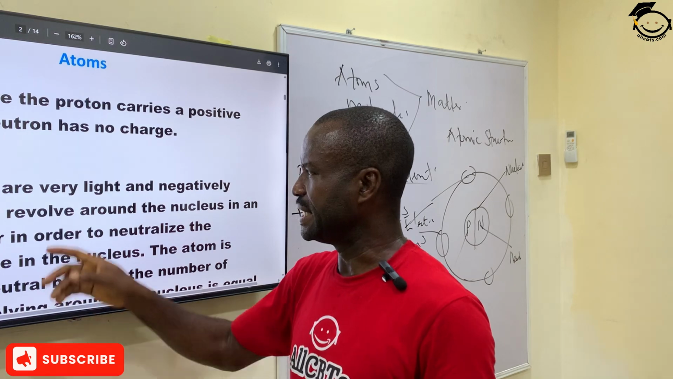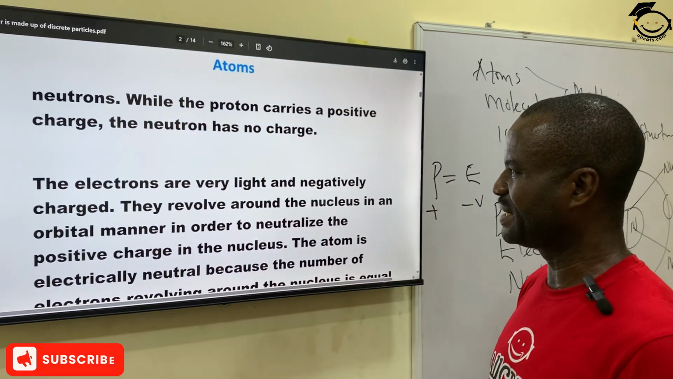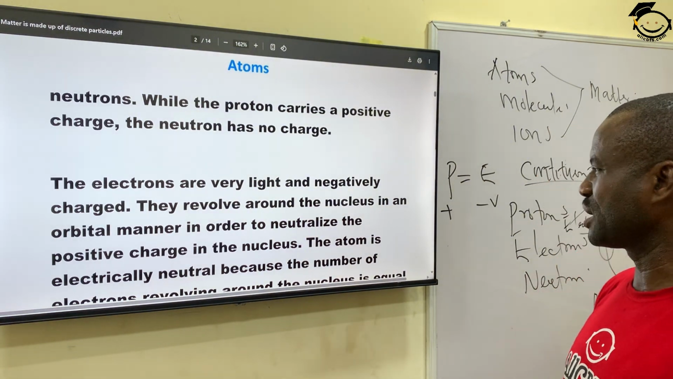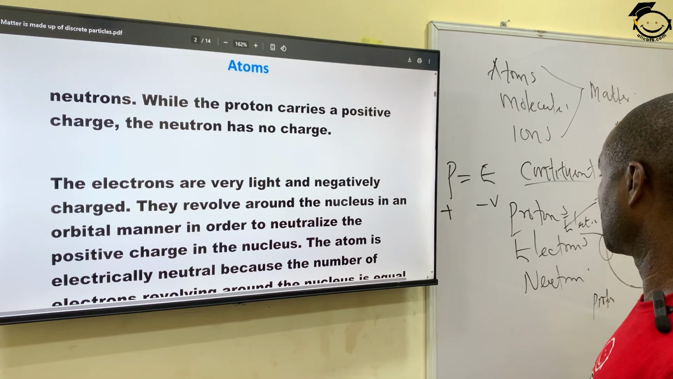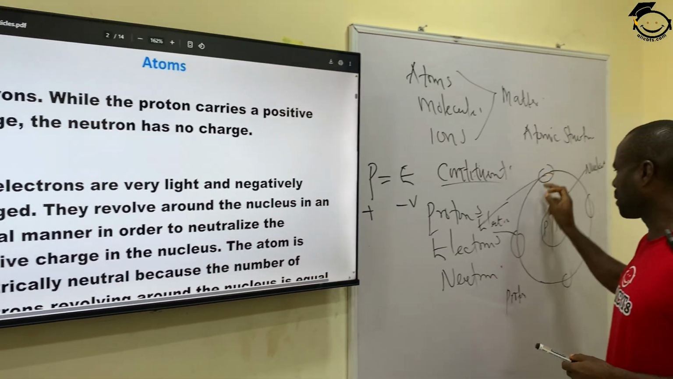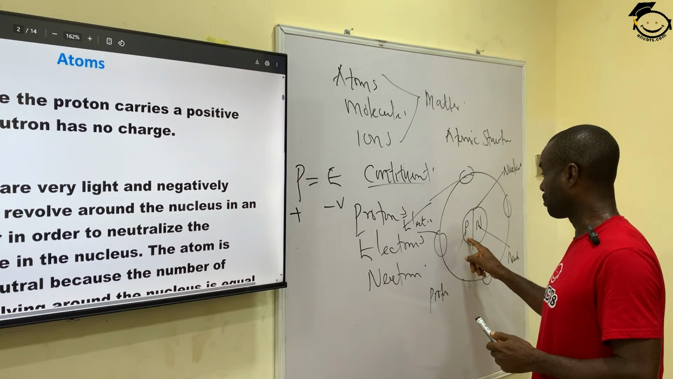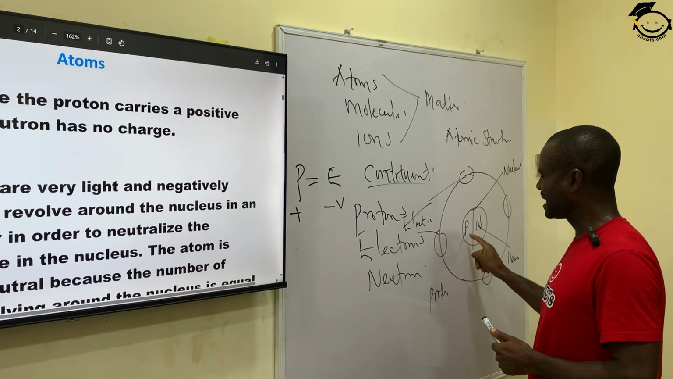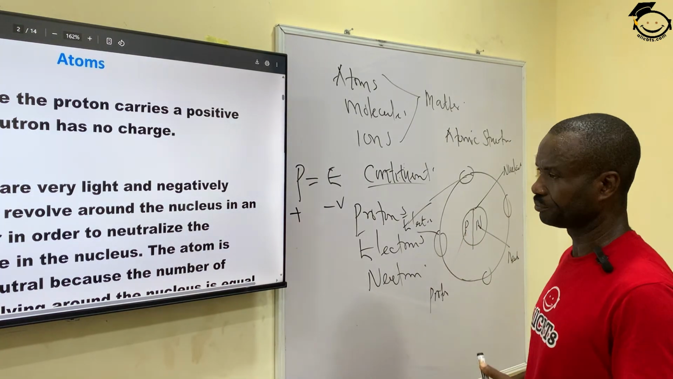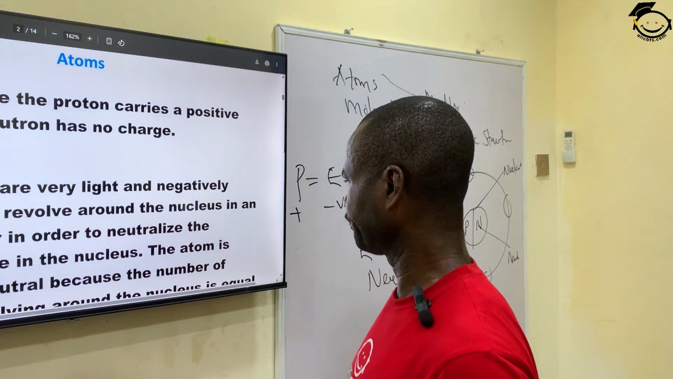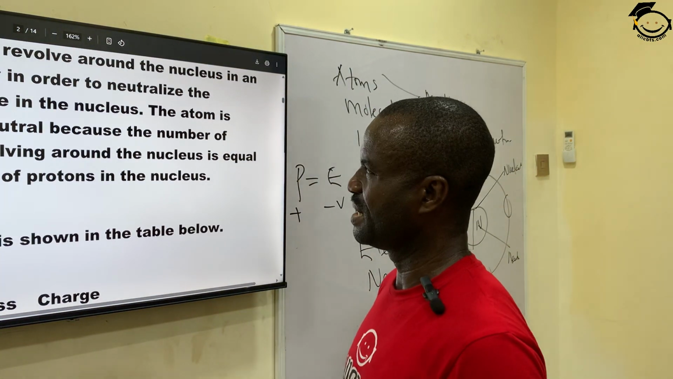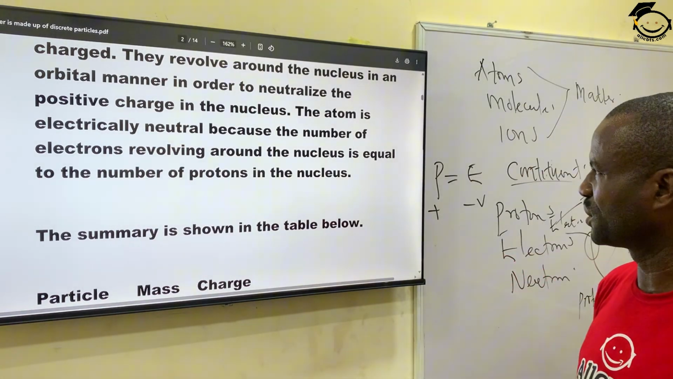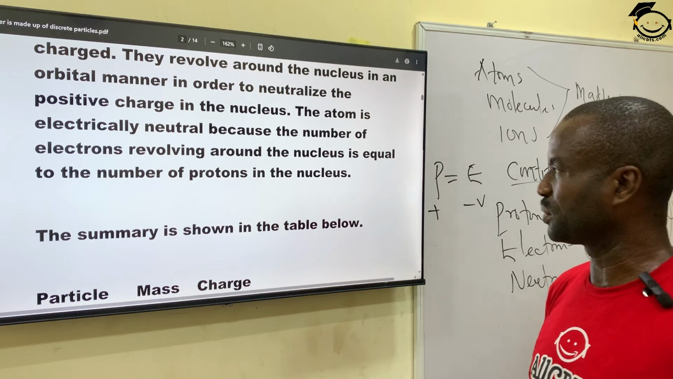All right. The electrons are very light and negatively charged. They revolve around the nucleus in an orbital manner in order to neutralize the positive charge in the nucleus. Like I said, the number of electrons is always equal to the number of protons. The atom is electrically neutral because the number of electrons revolving around the nucleus is equal to the number of protons.